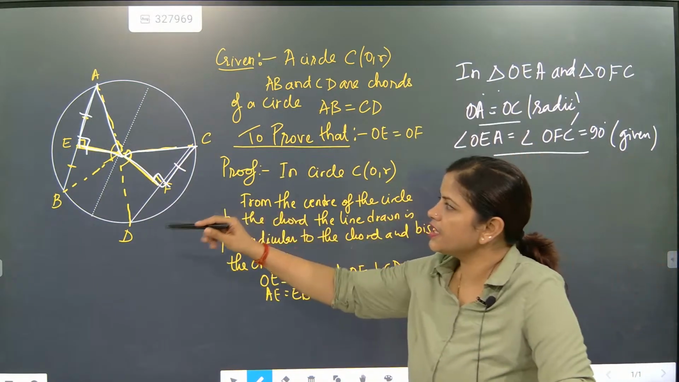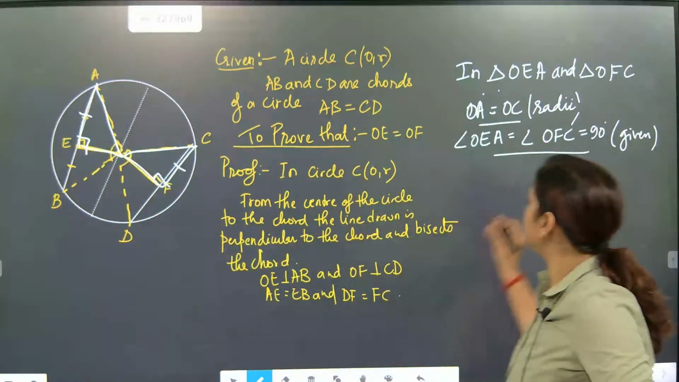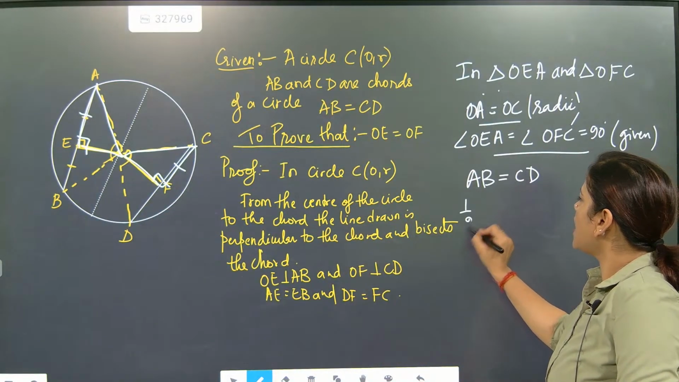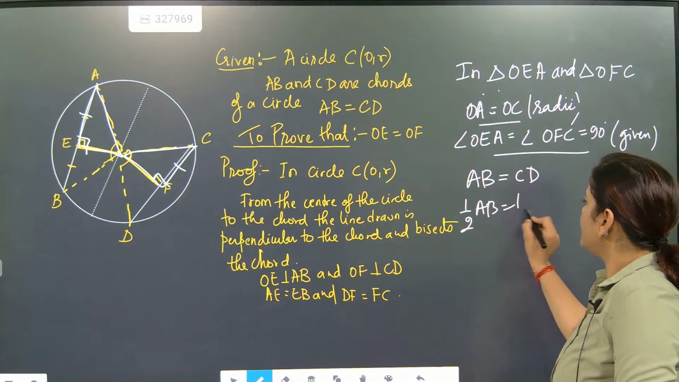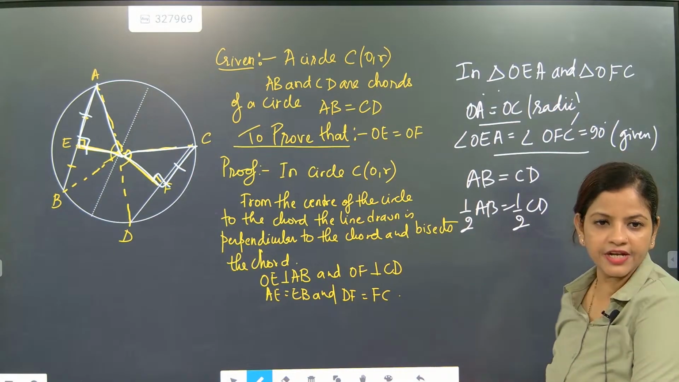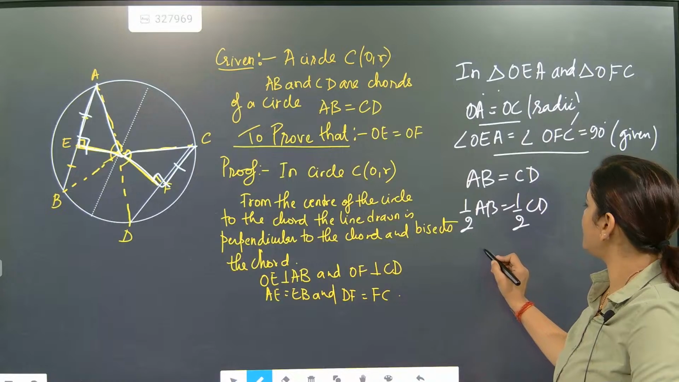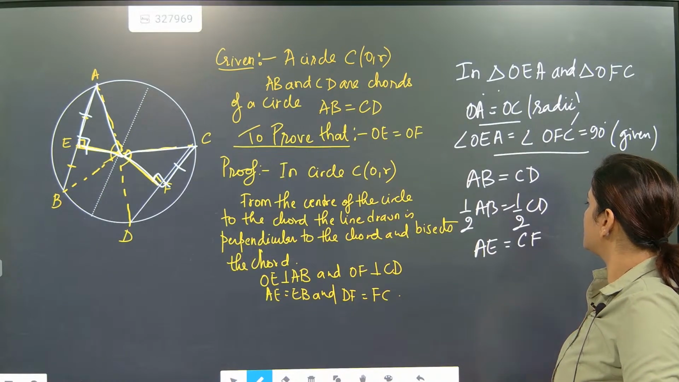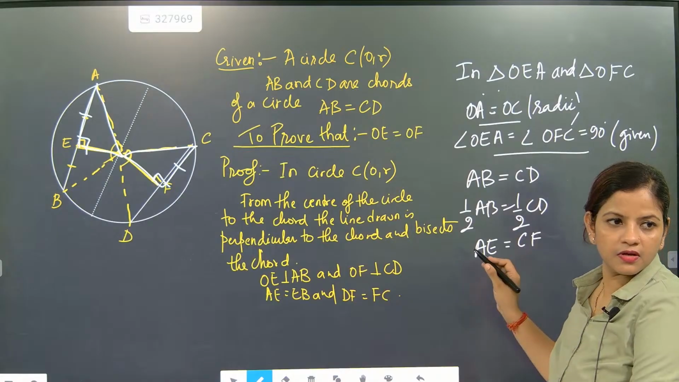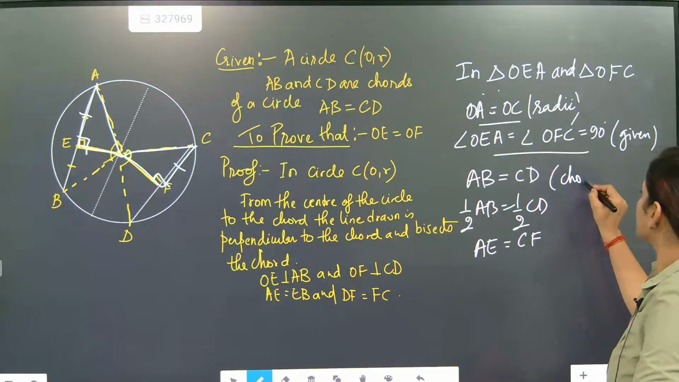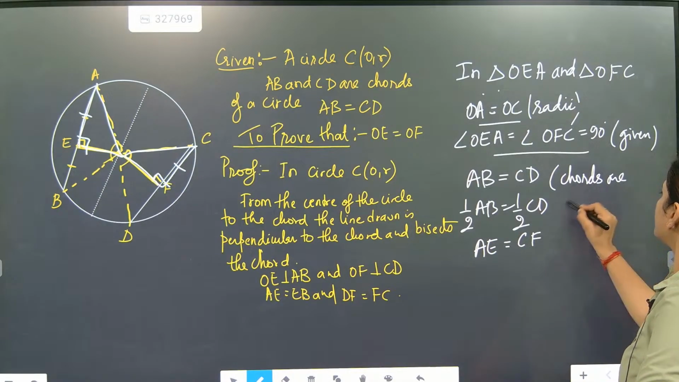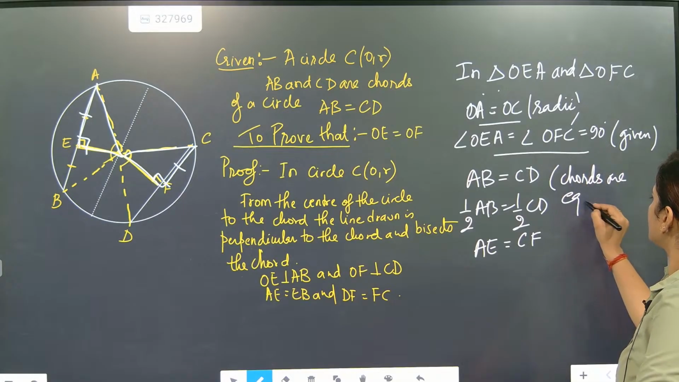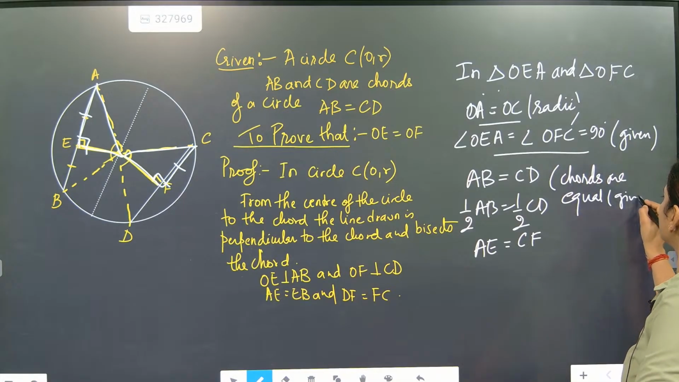Now one more thing, we know that AB is equal to CD. So half of AB will be equal to half of CD. Understood? So half of AB, AE, is equal to CF. So this side also is done. Chords are equal, this is also given.